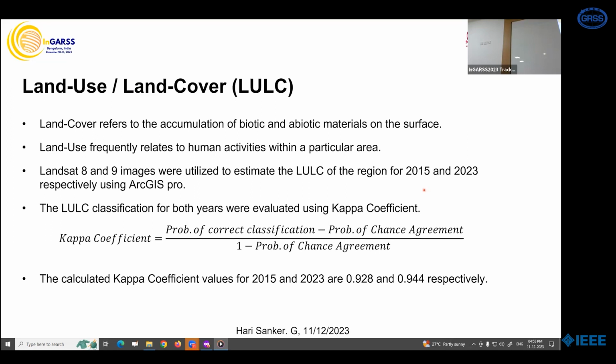The classification models created were evaluated using the kappa coefficient, which is equal to the probability of correct classification, that is, the probability of true positive to occur minus the probability of chance, that is, the amount of agreement between the original data and the classified data for each of the various land use classes, divided by 1 minus the probability of chance agreement. The calculated kappa values for 2015 and 2023 were 0.88 and 0.94 respectively.